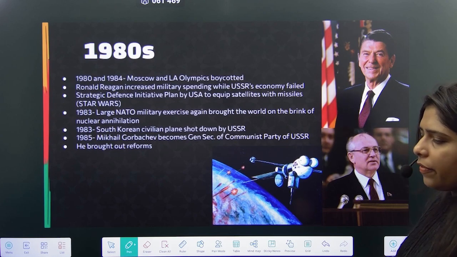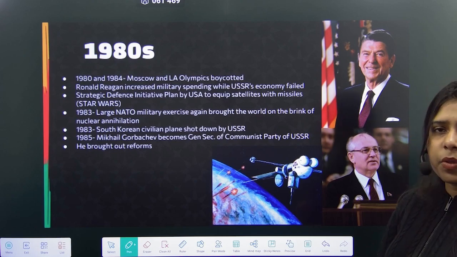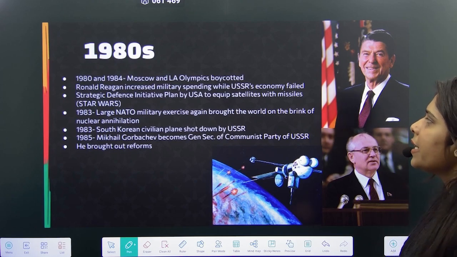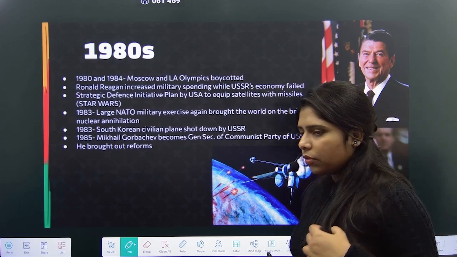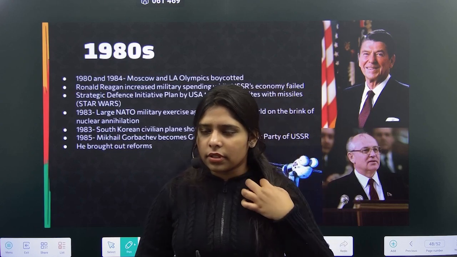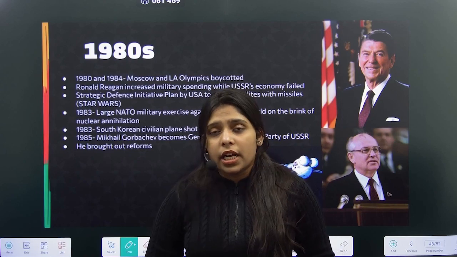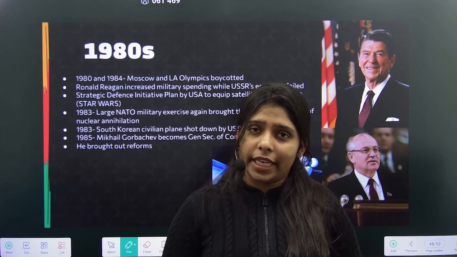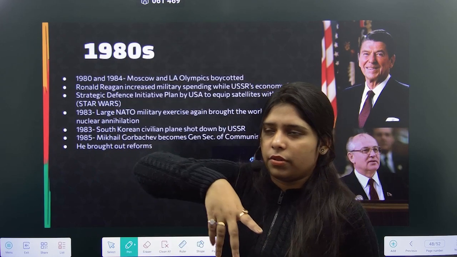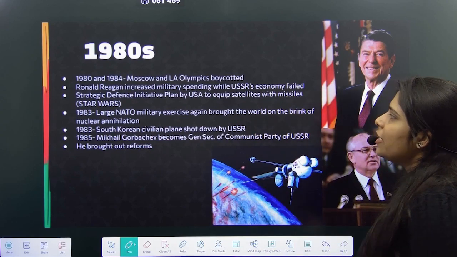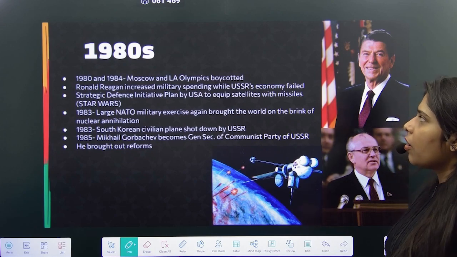Once again, after the Afghanistan situation, the Moscow and LA Olympics were boycotted. Okay, both the sides. Ronald Reagan, he increased military spending. Okay, now what did Ronald Reagan do? He came up with this idea of setting a missile in space. So if any country is going against the US, you just have to press the button and that missile will be launched at you from space only. He talked about the Strategic Defense Initiative Plan, Star Wars. Okay, but that failed and he could not achieve it.